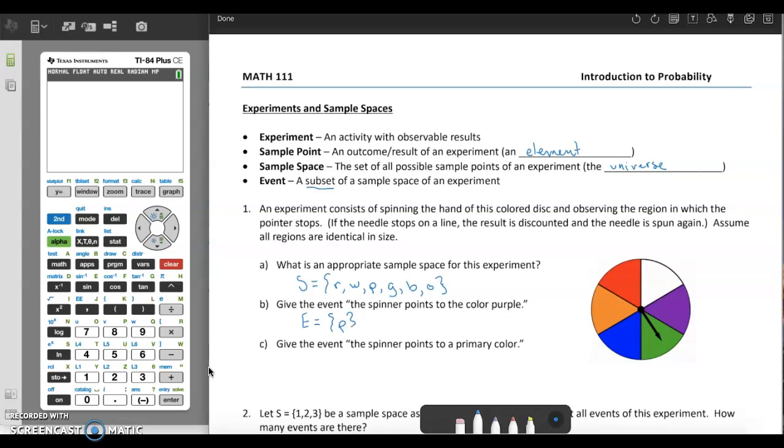What about the event, the spinner points to a primary color? I'm going to call that event F. E and F are typical letters used for events. So if it's going to point to a primary color, the only two colors that I see there that are primary colors are red and blue. Yellow is another primary color, but it's not on our spinner. So that would be my event for spinning a primary color.